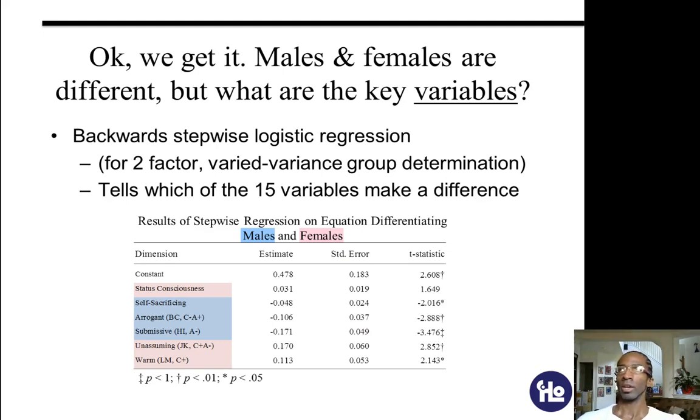So it's kind of like saying, if we wrap up times here, back to the analogy of the football teams, when you have Team A versus Team B in the preseason versus the postseason, who's making the difference? And you say, it's the running back, or something like that. Here, self-sacrifice, arrogance, and submissiveness scores tend to make for more male training. Status consciousness, unassumingness, and warmth tend to make for more female training. And actually, if you're familiar with these constructs that I'm using, you know that this is consistent with the literature.